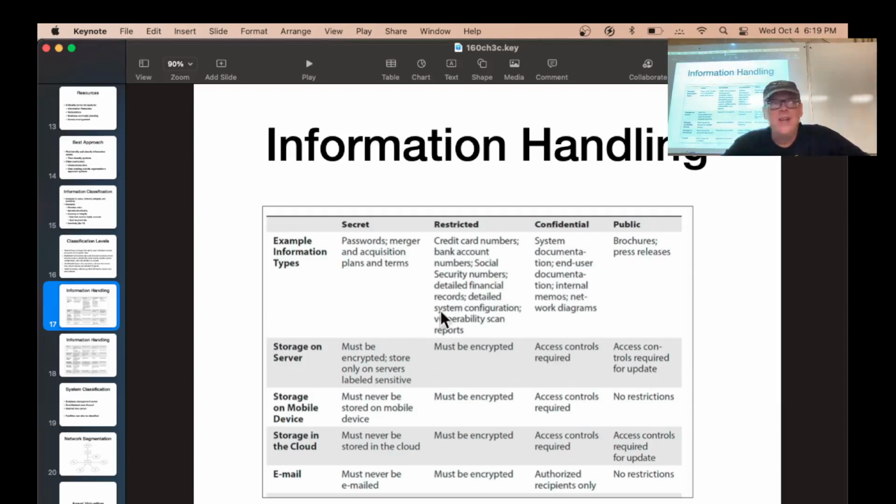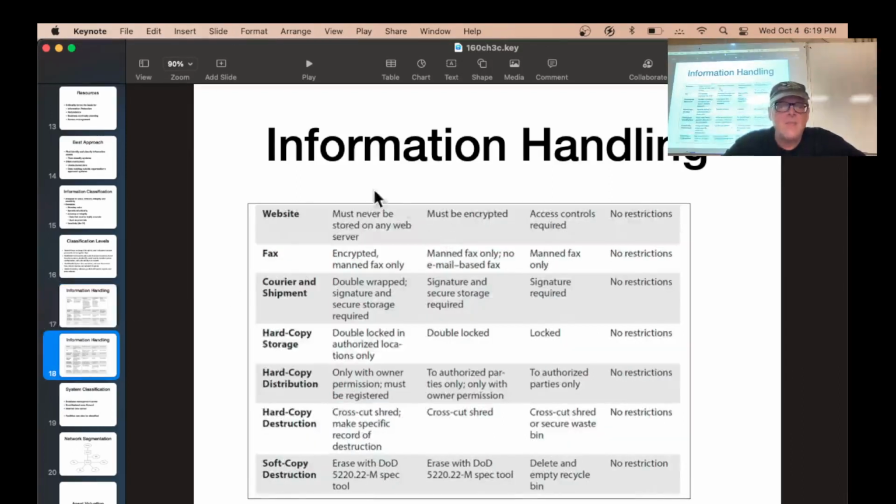This is what you have to do. You have to have policies for all that. And so you'll have how your website's going to handle all these different things. Are you going to fax it? Are you going to ship hard copies or store hard copies? When are you going to destroy them? You have to have all these things defined, and you have to enforce these policies.